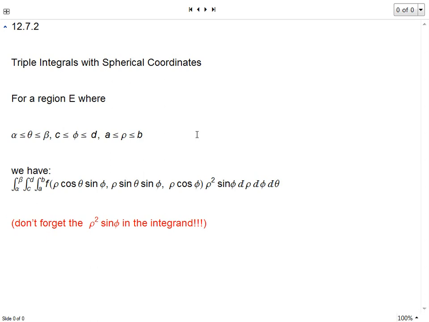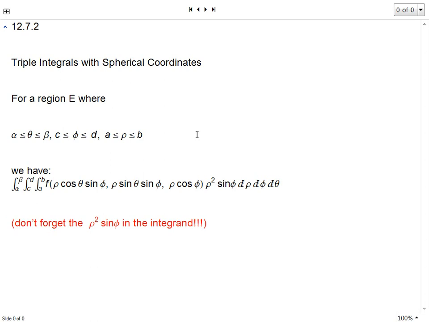Now look at this. F of all this: rho cosine theta sine phi is X, here is Y, here is Z. But what is this? Rho squared sine phi. Well, you remember when we did polar, we had to account for that r? You always have to put r in the formula, right? Well, guess what? Anytime you use spherical coordinates, you always have to put a rho squared sine phi.